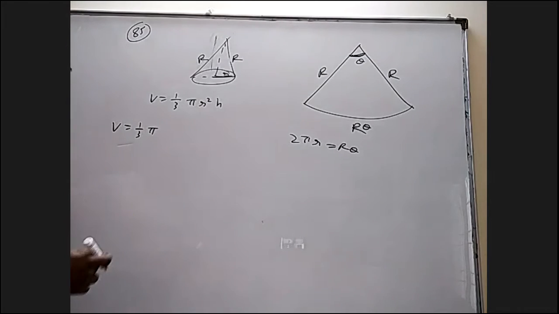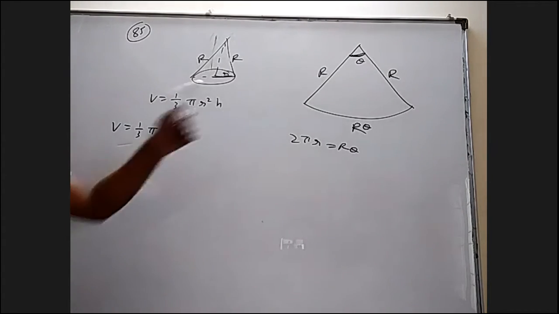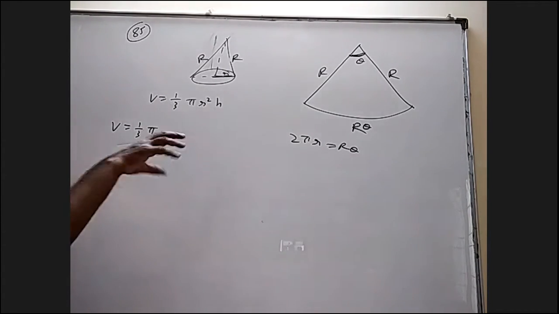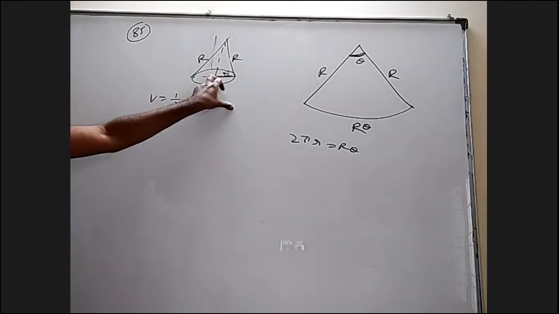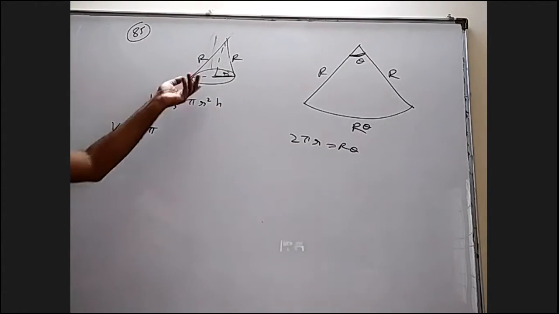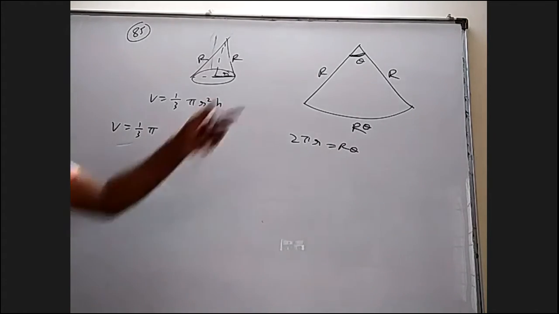I want to write everything in terms of what? In terms of theta and capital R. And then we'll get capital R in terms of theta and minimize it. If I take this as x and this as y, I'll get volume in terms of x and y. Then I have to find the maximum value of root x square plus y square. Like that also I can do it.